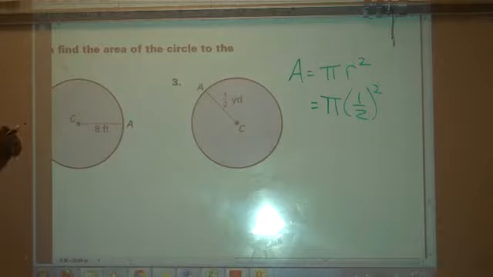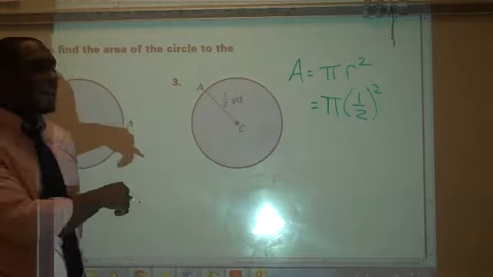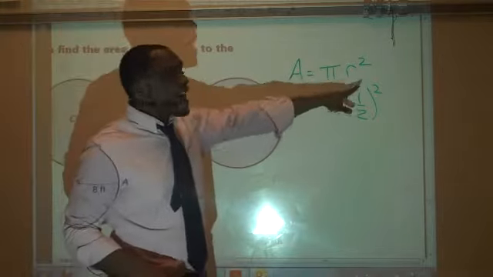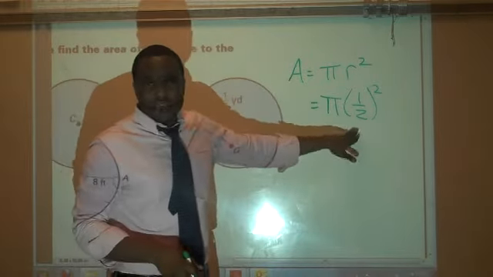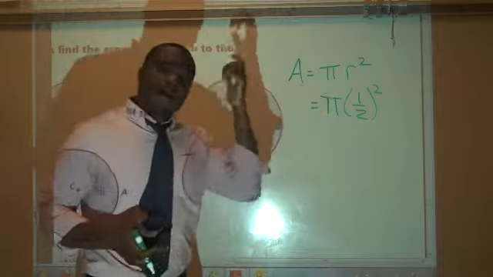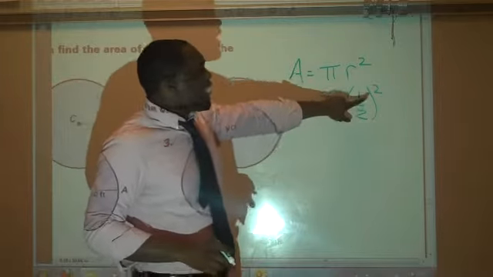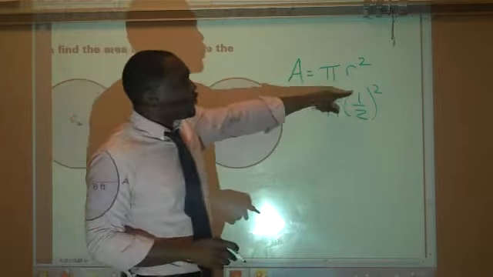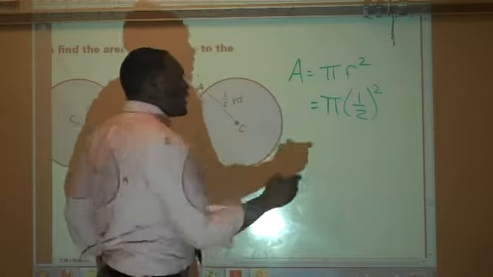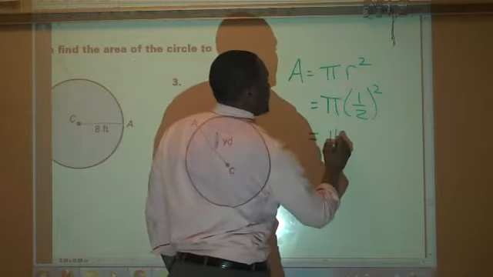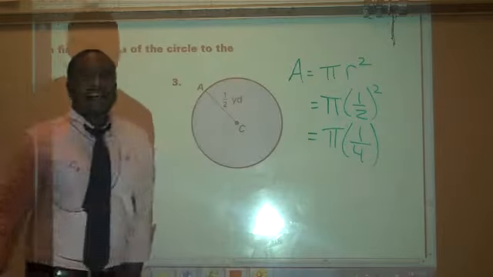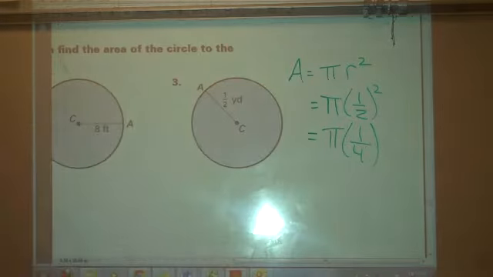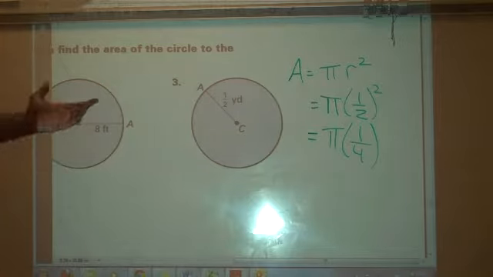Now, my next step is just to simplify this problem one step at a time. I know 1/2 has to be squared first. I can't multiply pi times 1/2 until I square this 1/2. So, in my calculator or in my head, I know that if I square 1/2, it would be the same thing as doing 1 squared over 2 squared. So, this is going to be pi times 1/4. 1/2 squared is 1/4. So, my final answer is going to be pi times 1/4.